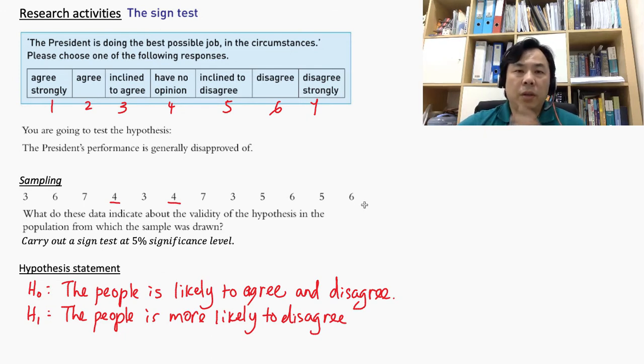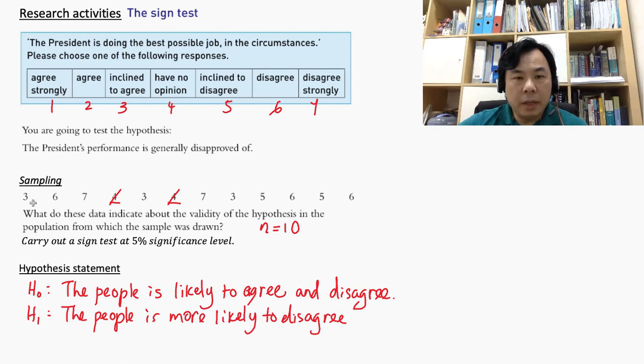So this is like responses of 7, 6, 5, 4, 3, 2, 1 here. Now to carry out this sign test, we can ignore the center of the data, because this is the respondent that does not have any opinion. So we can ignore these two sets of data. Therefore, the sample size will become 10 instead of 12. I hope that is clear.